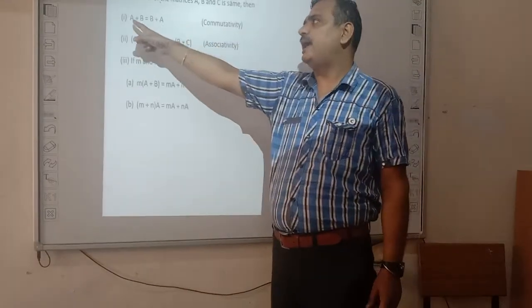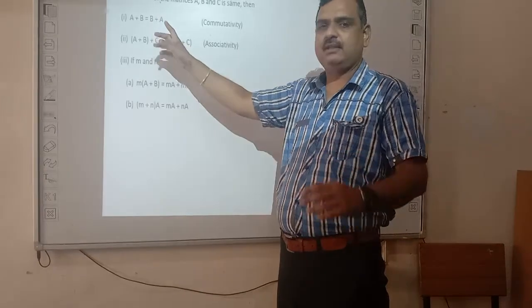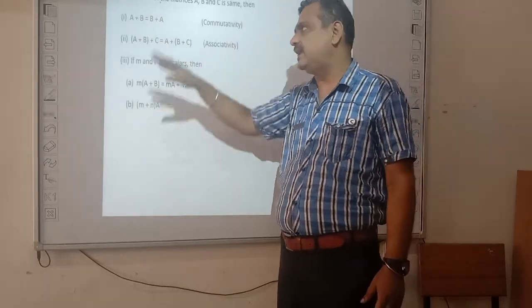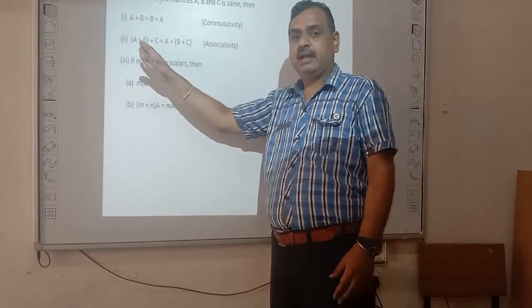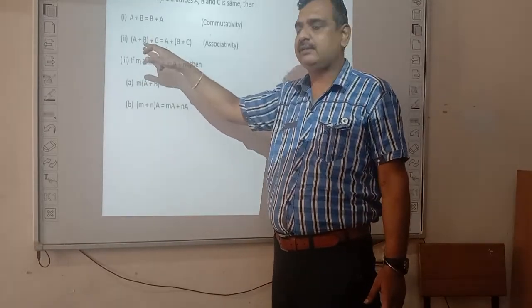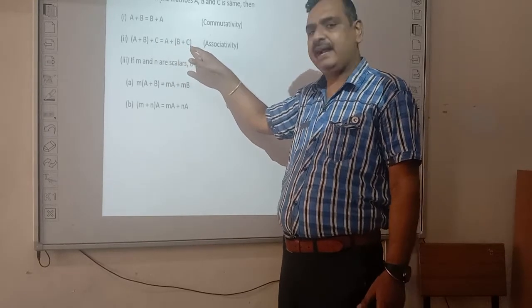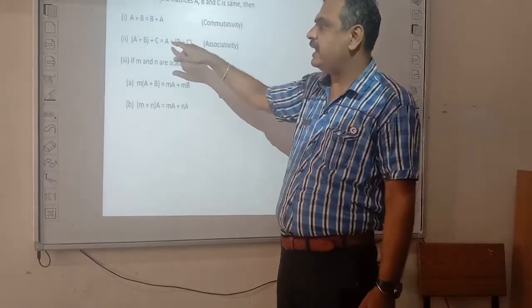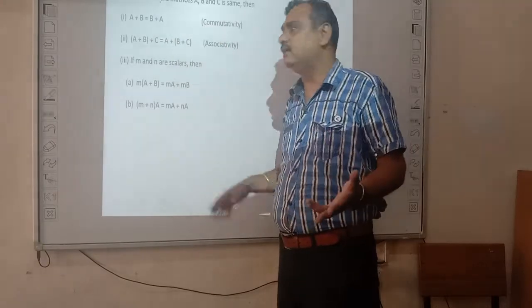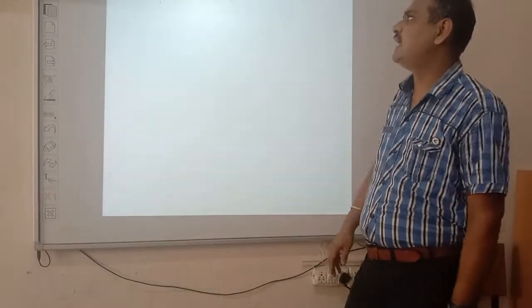These are the properties of addition. Commutativity means if you add two matrices, you need not worry about order. A plus B and B plus A, you will get the same answer. And then again, associativity is there. If you add these two matrices and then add C, or otherwise you take B and C together and then add A, again you will get the same answer. So associativity holds, commutativity holds. Okay, move on to the next slide.